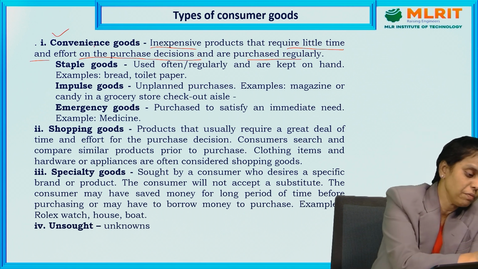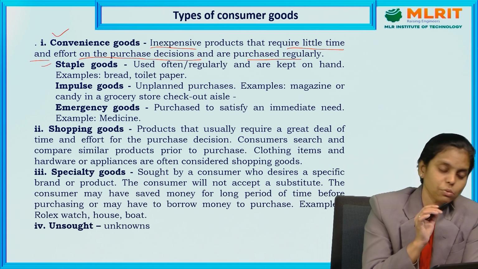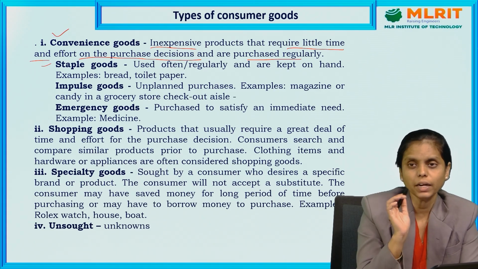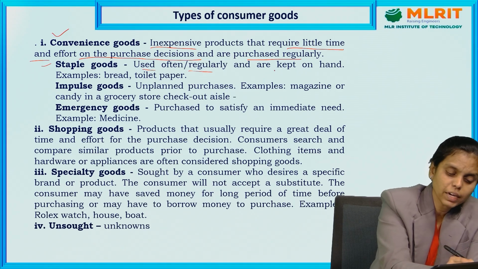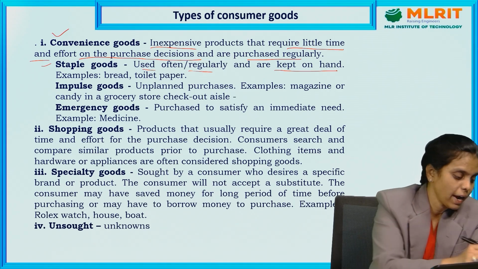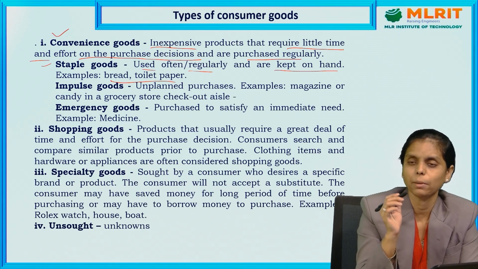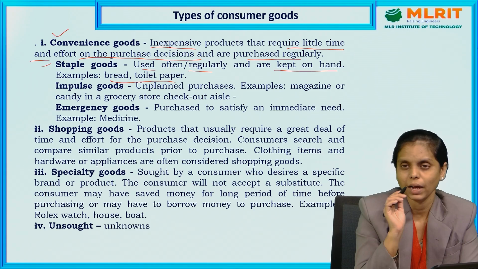Again, these convenience goods are classified into three different categories: staple goods, impulse goods and emergency goods. Now, what are staple goods? Used often, regularly and kept on hand, like different types of FMCG goods that we have. Bread, butter, milk, oil, all these kinds of goods we'll call staple goods.